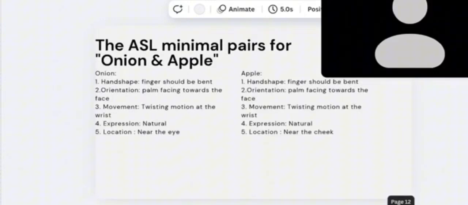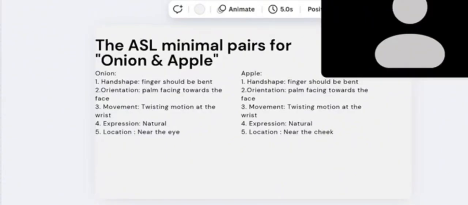In minimal pairs of ASL, the words onion and apple are considered minimal pairs. Actually, the way we sound the words is totally different, but in this case, we're not looking at how the words are pronounced. We're looking at the structure or the parameters that differ, the five parameters that I have mentioned. So in ASL, in order to sign a word, we have to look at the five parameters.